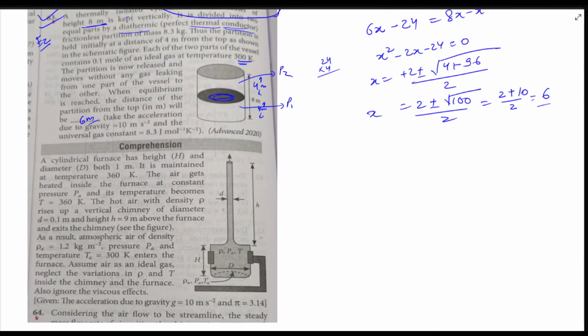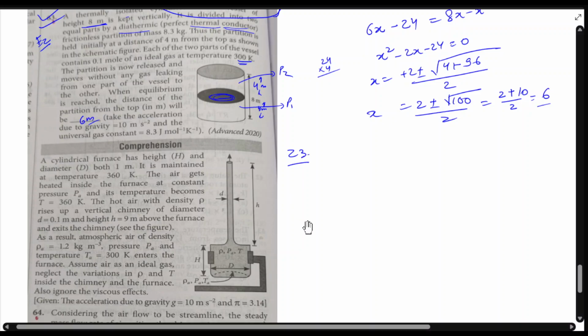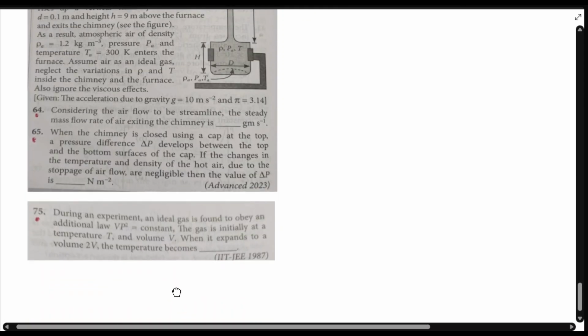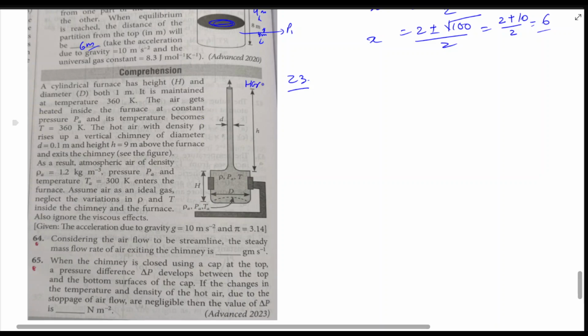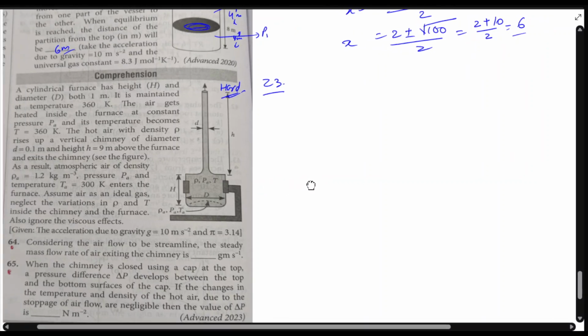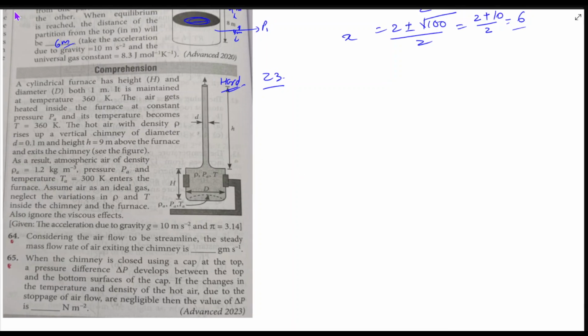Let's move on to our 23rd question. This is actually a very hard question, but quite interesting. There are a lot of solutions online, most of them are incorrect. Trust me. Let's solve. So we have this cylindrical vessel. You can read it yourself, pause this video and read it.